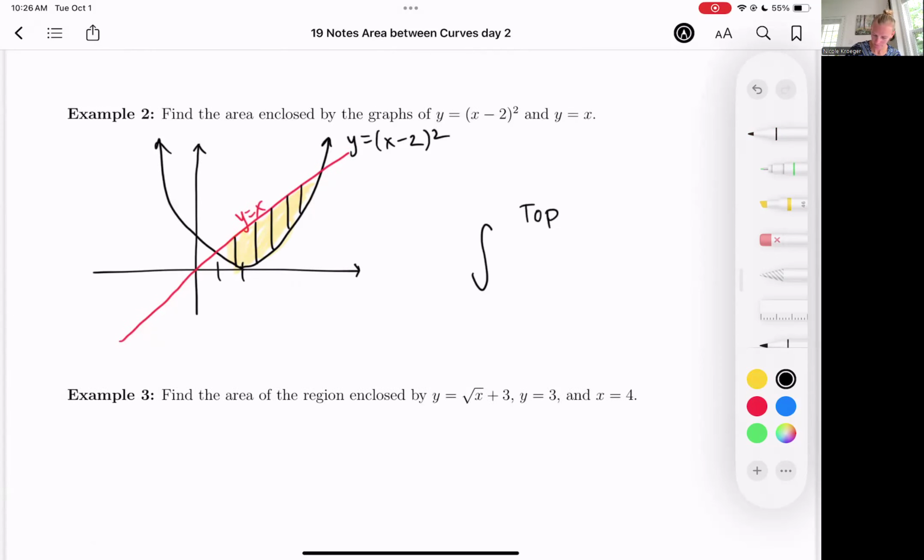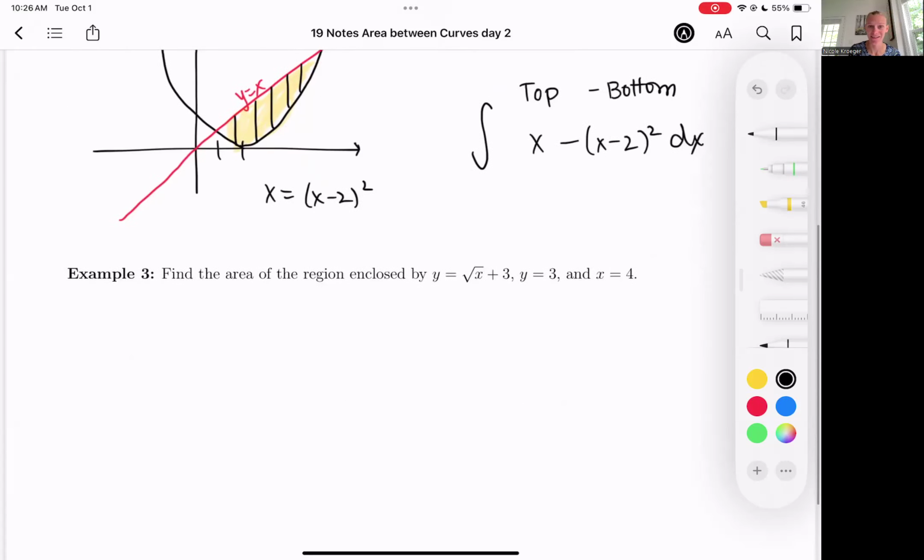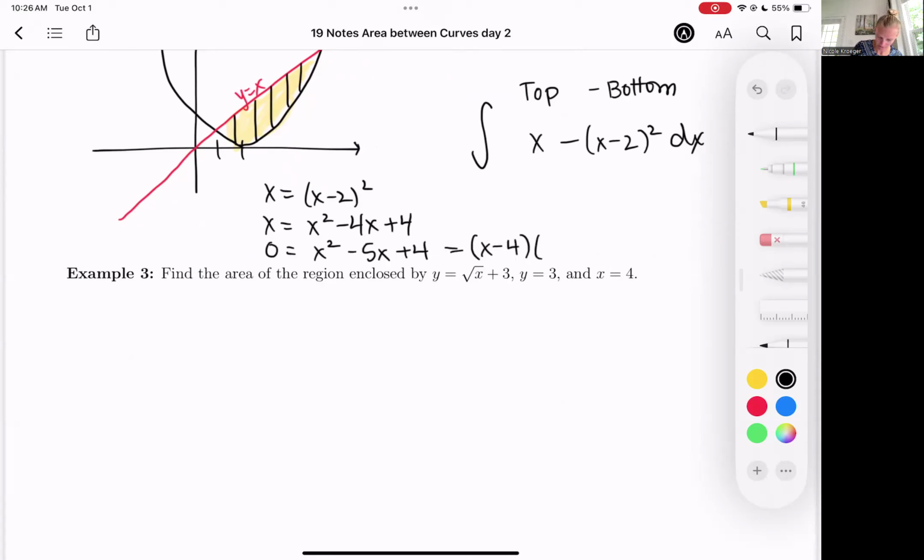So I'm going to do top minus bottom. My top function is y equals x. So I'm going to do x minus my bottom function, the parabola, dx. I need to figure out the bounds here. The bounds will be my intersection points. So I need to know when is x equal to (x minus 2) squared. This looks like it's going to be a little messy. So I'm going to get x equals x squared minus 4x plus 4. If I move that x over, I get x squared minus 5x plus 4. That's going to factor as (x minus 4) times (x minus 1). So x is 1 and 4.